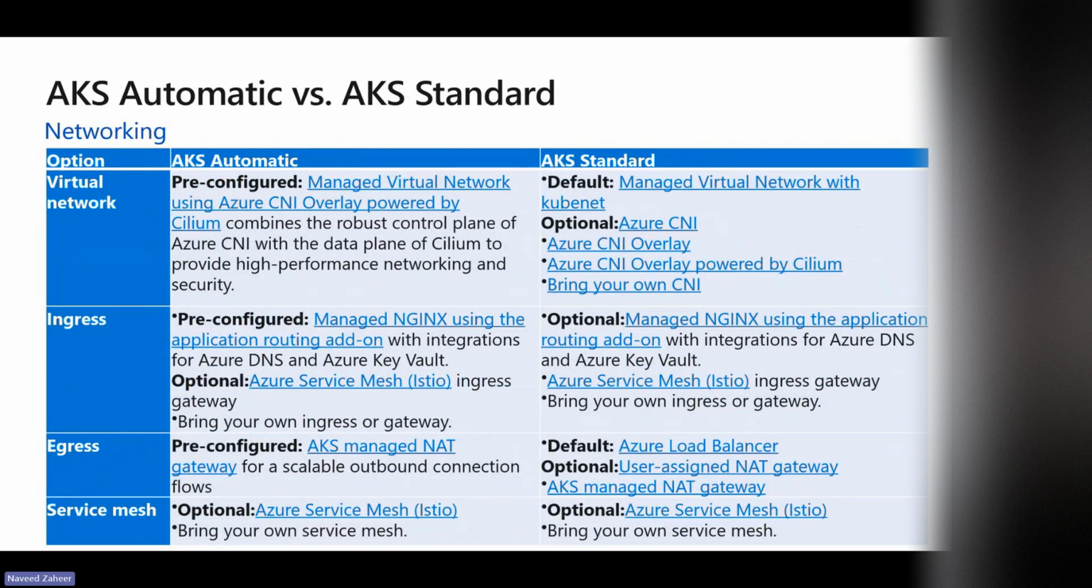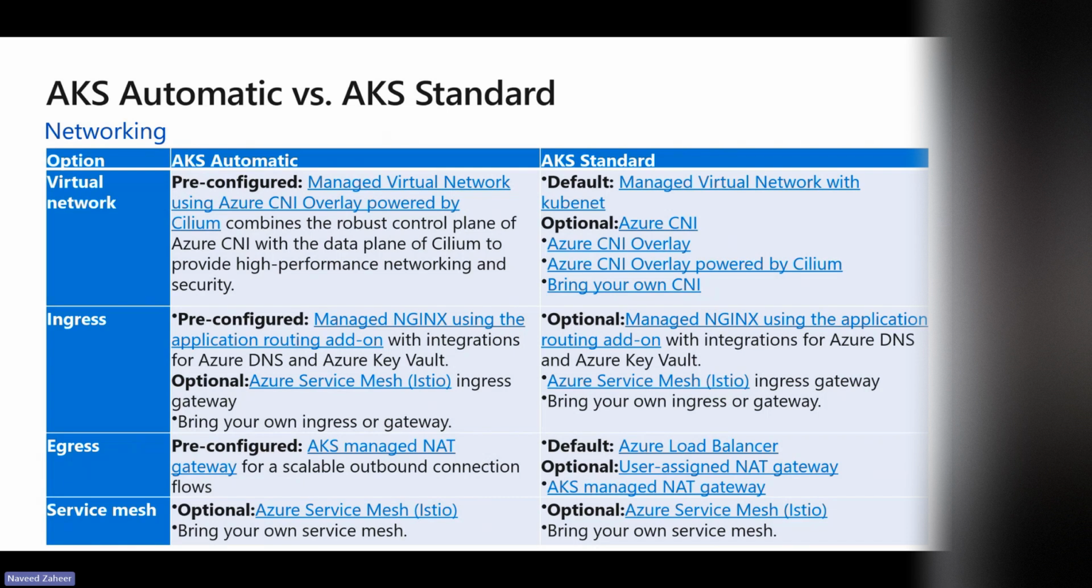And there are major things to see in networking. For example, for networking, it uses CNI overlay powered by Cilium. So that's by default. And once again, it's pre-configured. You cannot change it. That's there for you. In regards to the application routing add-on, it uses managed NGINX. And once again, that is a pre-configured offering.